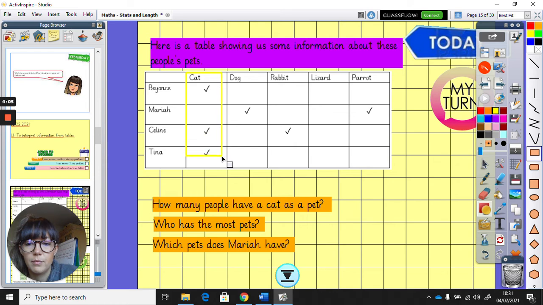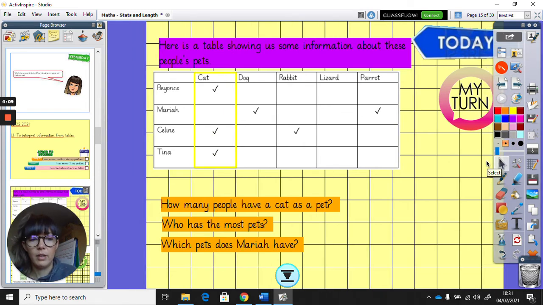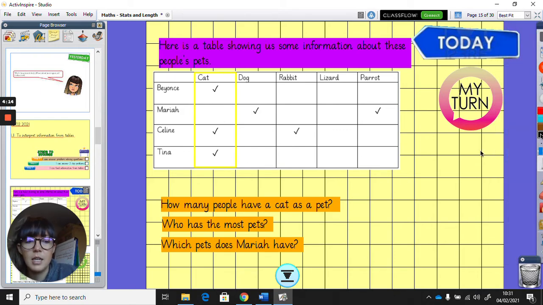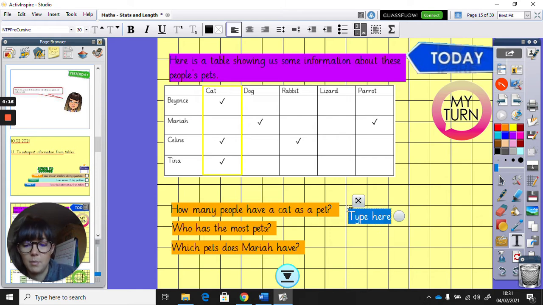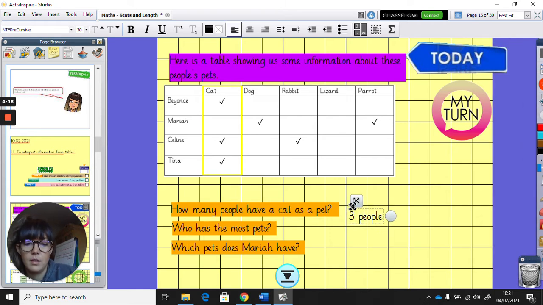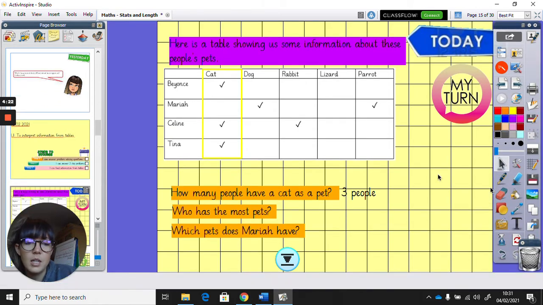column. Okay. How many people have a cat as a pet? You can see really easy now I've done the yellow box. There are 3 people with a cat as a pet. Right, now we can get rid of that box because we don't need to look at this anymore.